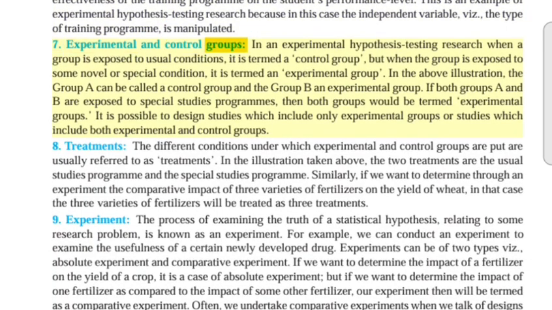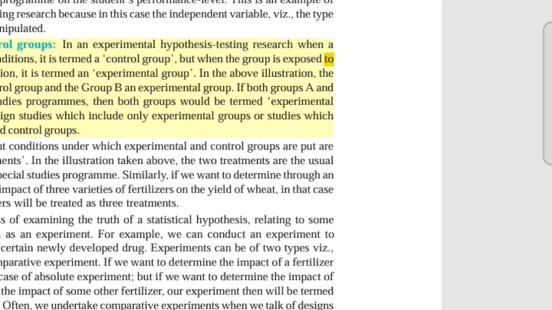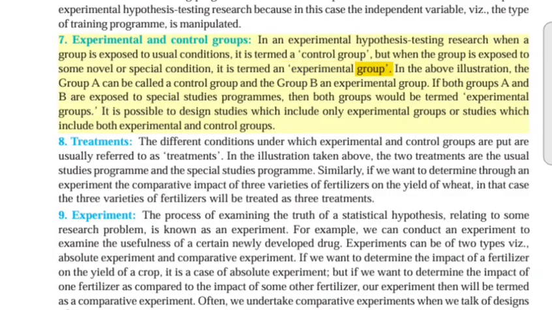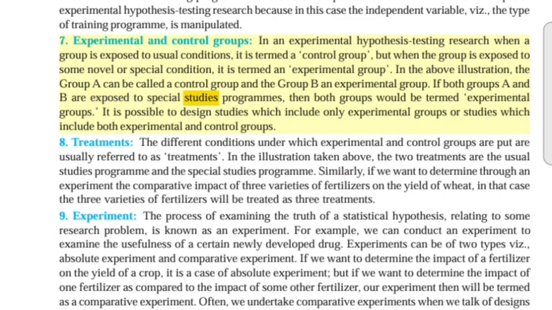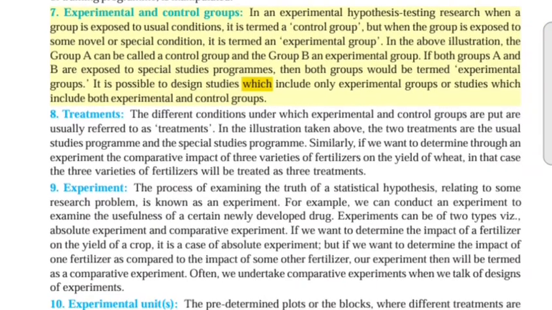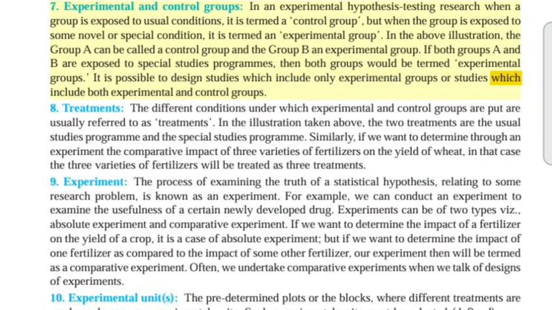7. Experimental and control groups. In an experimental hypothesis testing research, when a group is exposed to usual conditions, it is termed a control group, but when the group is exposed to some novel or special condition, it is termed an experimental group. In the above illustration, Group A can be called a control group and Group B an experimental group. If both groups A and B are exposed to special studies programs, then both groups would be termed experimental groups. It is possible to design studies which include only experimental groups or studies which include both experimental and control groups.